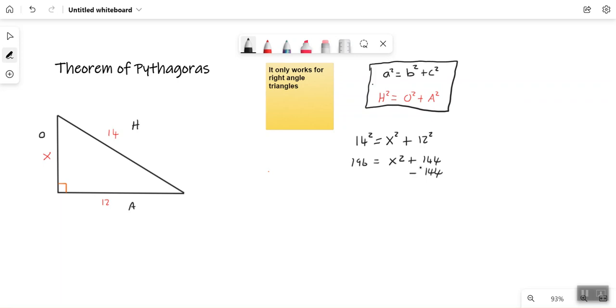And then if we take away 144 on the right, we have to take minus 144 on the left as well. So these two will cancel out, and we'll be left with x squared is equal to 196 minus 144, so is equal to 52. And remember, in order to get rid of this power here, we have to do the opposite of a power, which is a square root. So we square root this side, and then x is going to be equal to the square root of 52.